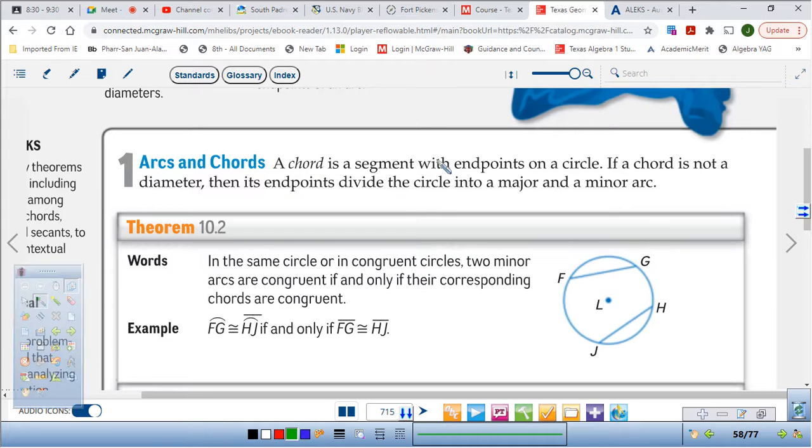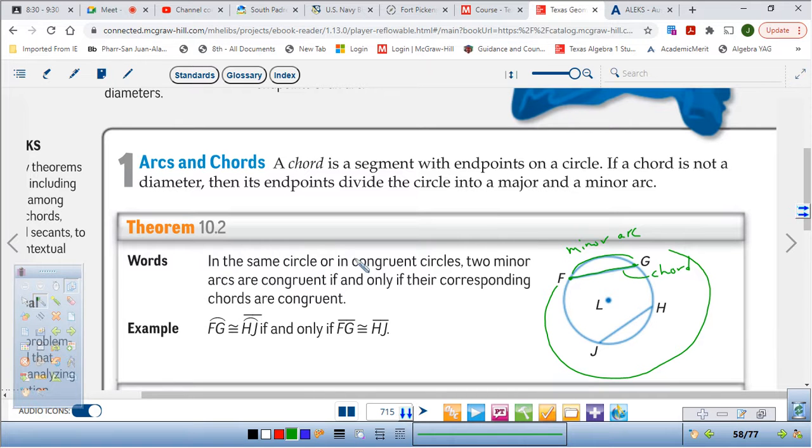Okay, so a chord is a segment with endpoints on the circle. So from here to here. Remember that, that is a chord. If a chord is not a diameter, then its endpoints divide the circle into a major and minor arc. So here's your minor arc, and then here would be your major arc, the rest of this circle, okay?